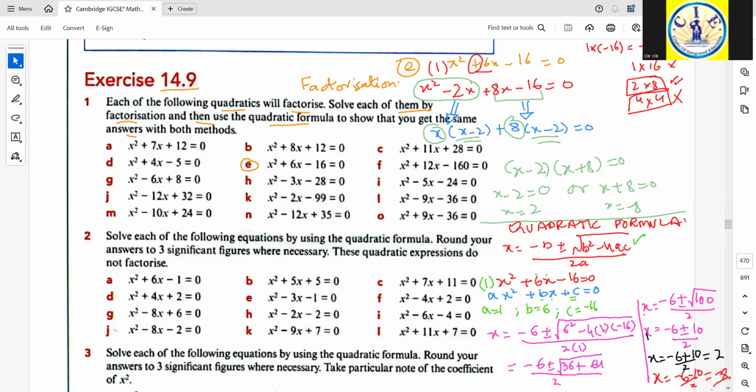So you see, again you have got the same values of the variable x, which are 2 and negative 8, as we had the values in the previous case when we were solving the equation with the factorization method. So we have shown that both methods give the same answers of the variable x.